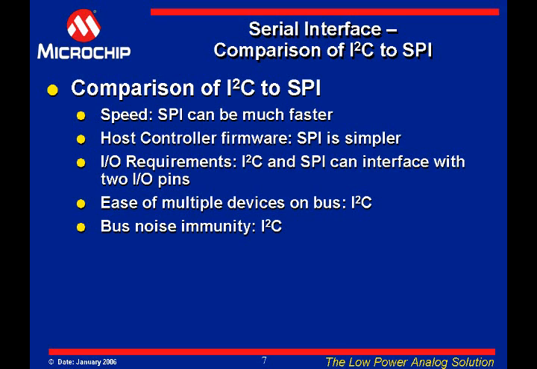With respect to bus noise immunity, I2C was designed to address automotive applications which are noisy environments. The use of the open drain bus, data only changing when the SCLK pin is low, and some other characteristics makes the I2C bus less susceptible to bus noise.